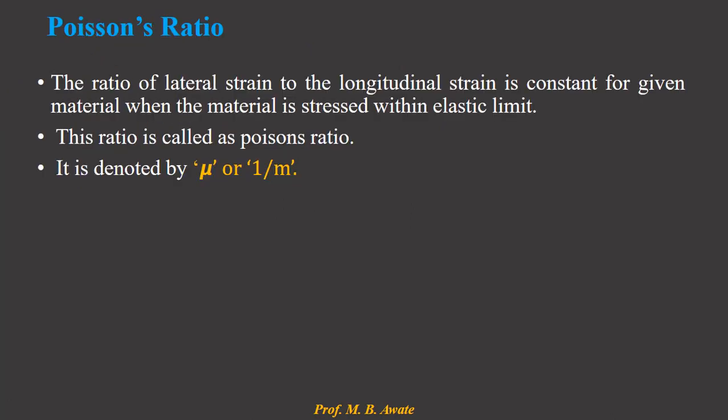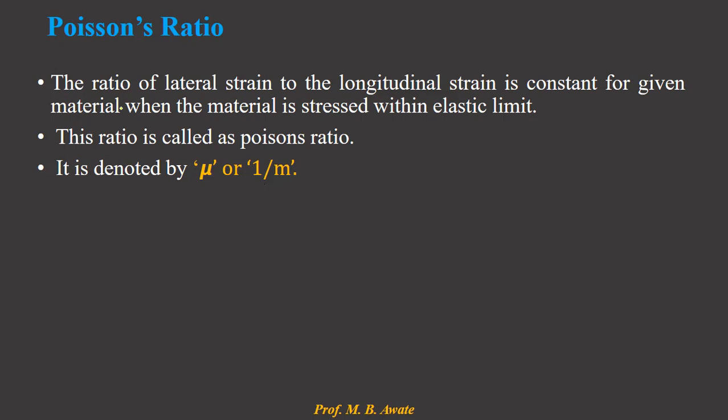Now we will see what is Poisson's ratio. Okay, so what is Poisson's ratio? You can see here, the ratio of lateral strain to the longitudinal strain is constant for a given material when the material is stressed within the elastic limit. Okay, and this is known as Poisson's ratio. Poisson's ratio is denoted by mu or 1 by m. These are the two notations used for Poisson's ratio.